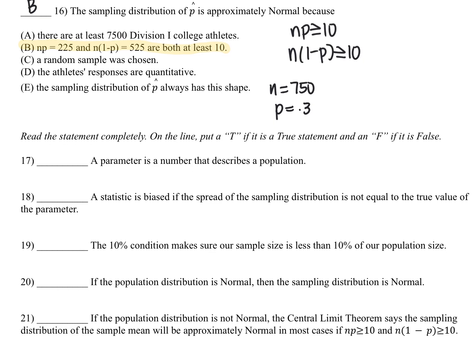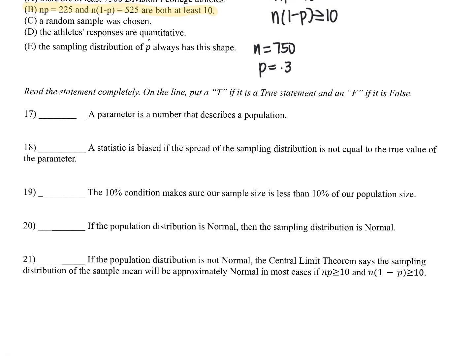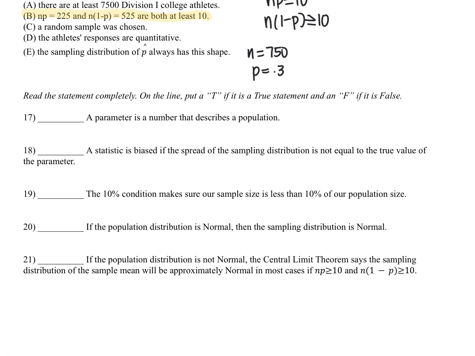All right. There aren't going to be any true-false questions on the quiz itself, but it could be a situation where I basically ask you for the definition of something. So I'm still going to go over it. A parameter is a number that describes a population. That is true. Statistic describes your sample. Next one says a statistic is biased if the spread of the sampling distribution is not equal to the true value of the parameter. And this is false.